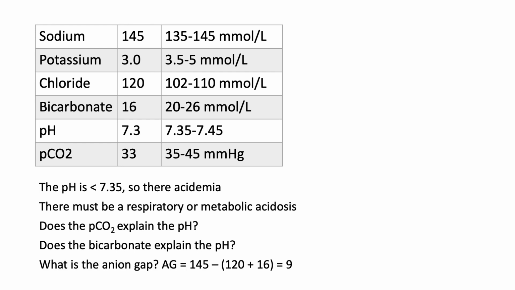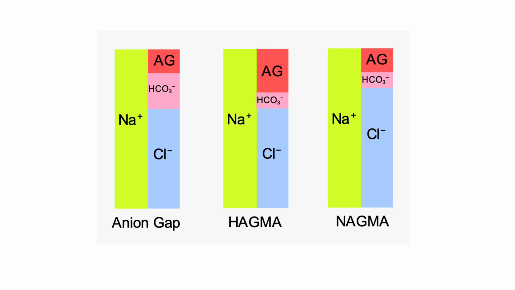Next, we calculate her anion gap, so 145 minus the sum of the chloride and the bicarbonate, 120 plus 16, and we get an anion gap of 9. So this would put us over on the right side where we have a normal anion gap, where the anion gap is the same as regular, less than 14. We still have a decrease in bicarbonate, and so we see an increase in the chloride. So normal anion gap metabolic acidosis is sometimes called hyperchloremic metabolic acidosis because the chloride will go up to maintain electrical neutrality.